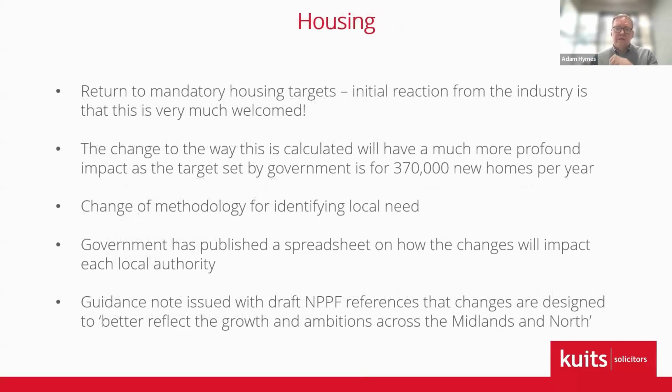Okay, housing. This is obviously a very pertinent point, much spoken of in the news and more generally in terms of planning, probably what the man in the street thinks about when talk of redevelopment and green belts and so on is in play. So very big point here. There's a return to mandatory housing targets for local authorities. And of course, the initial reaction from the house building and property industry is that that's very much welcomed. There's a change to the way in which that's calculated, and a profound impact given that the target set is 370,000 new homes per year, which I think I'm right in saying has not been met for many years, even with the targets that have previously been had. So there's a lot of ground to make up.